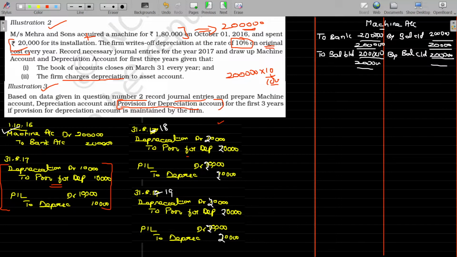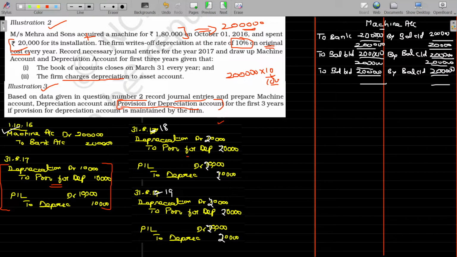Third year, again it remains the same. In the beginning of the third year, to balance brought down 2 lakhs. And this becomes balance carried on as it is. That's all.